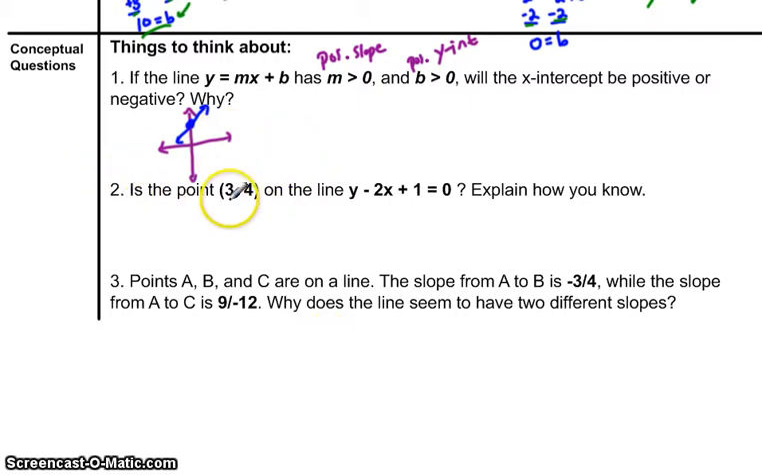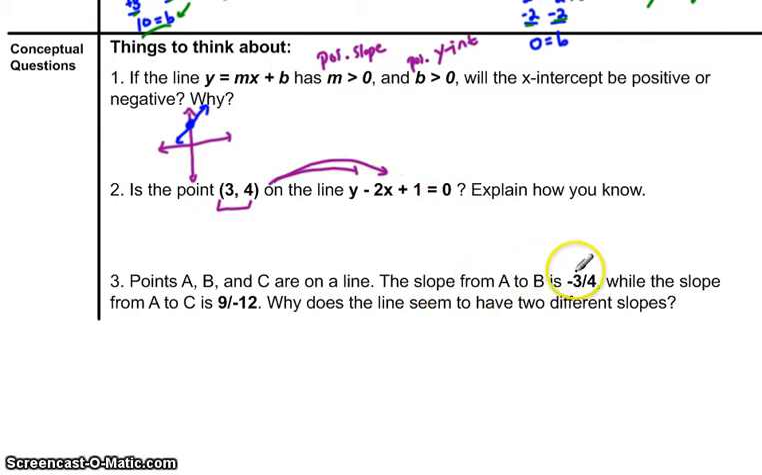Number 2, is the point 3, 4 on the line y minus 2x plus 1 equals 0? Well, if you remember, we know that any point that's on the line will work as a solution to that equation. So maybe we should substitute in 3 and 4 and see if those actually equal 0.